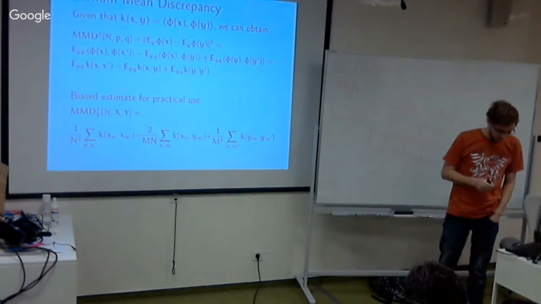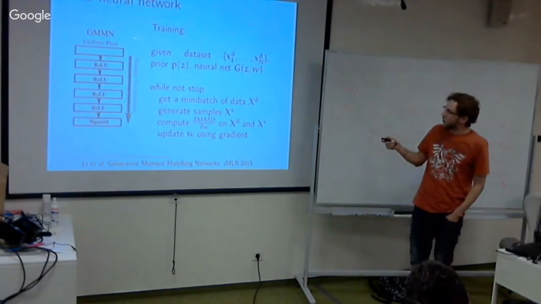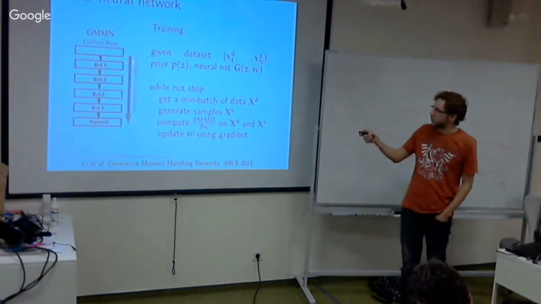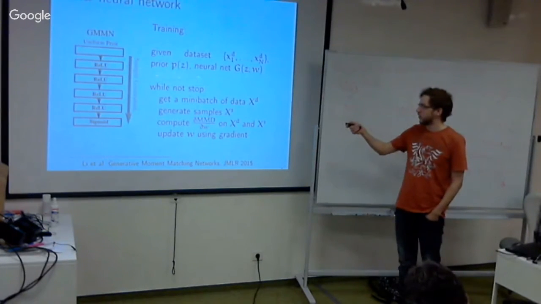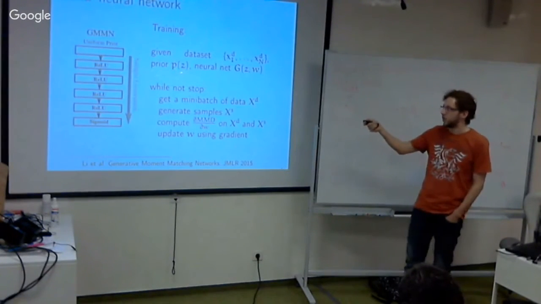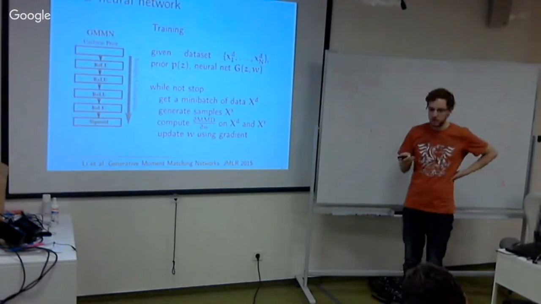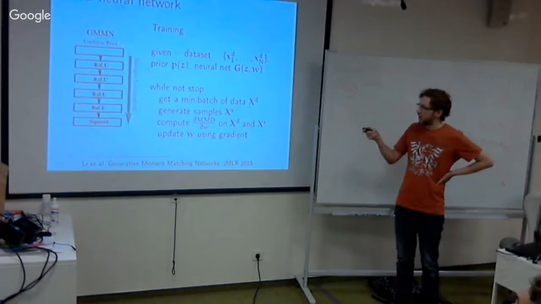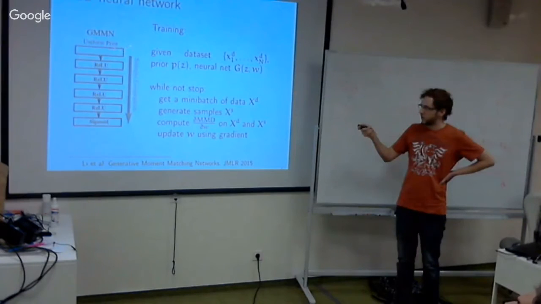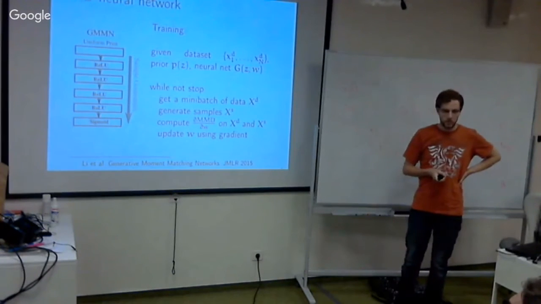Our neural network will get as input some random noise. It is called Z. Z can be normal or uniform. In that neural net, it is uniform from minus 1 to 1. It gets Z noise as input, squashes it somehow, and as output of the neural net, we have some sample.